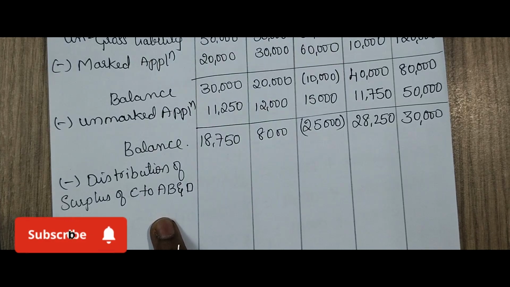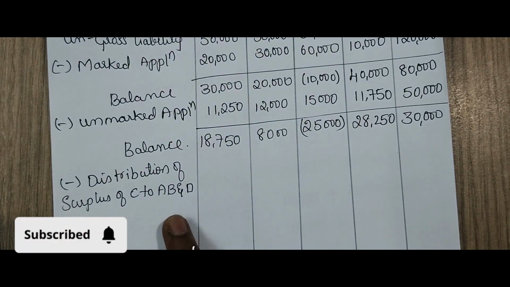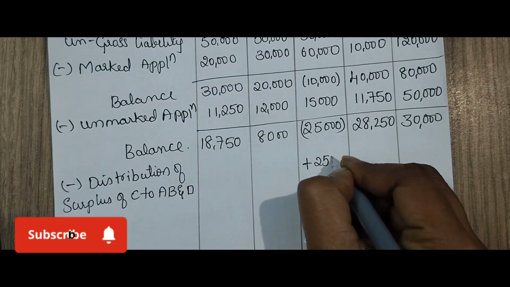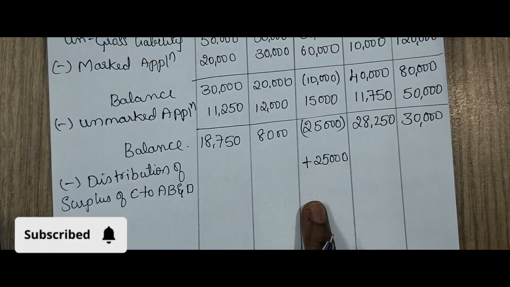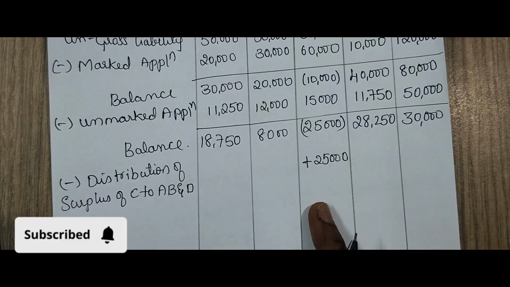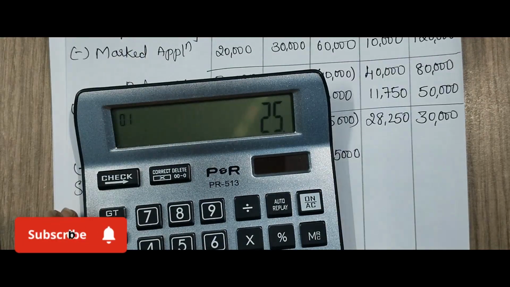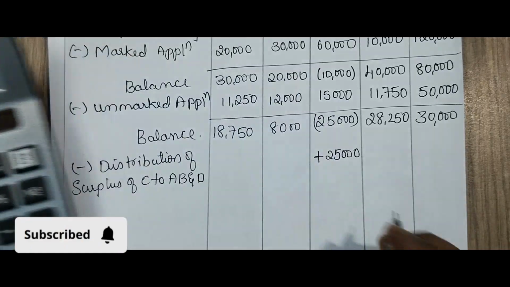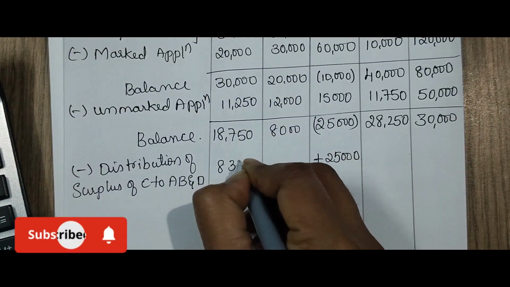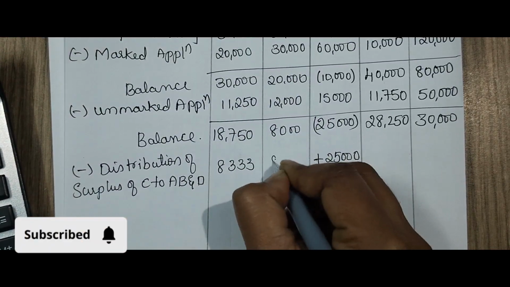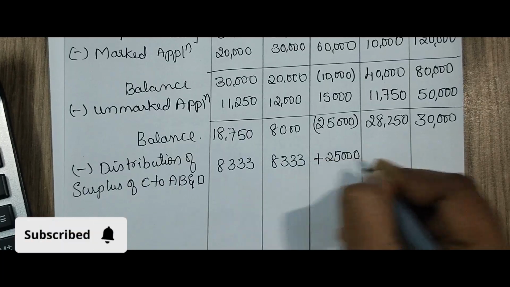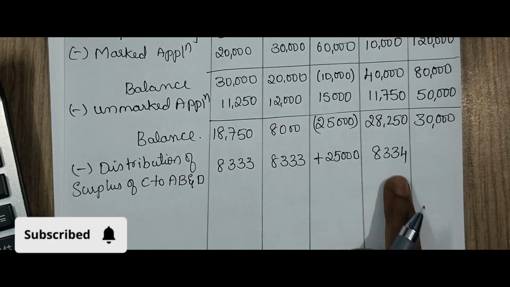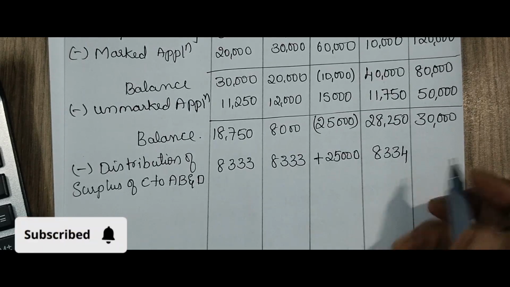And this you have to distribute in their gross liability ratio. And here, for cancelling opposite signs, we are writing plus 25,000. Now equal ratio, 25,000 into 1 divided by 3. Okay. 8,333. Here you take it, round it up and take it 8,334. The total will come 25,000.